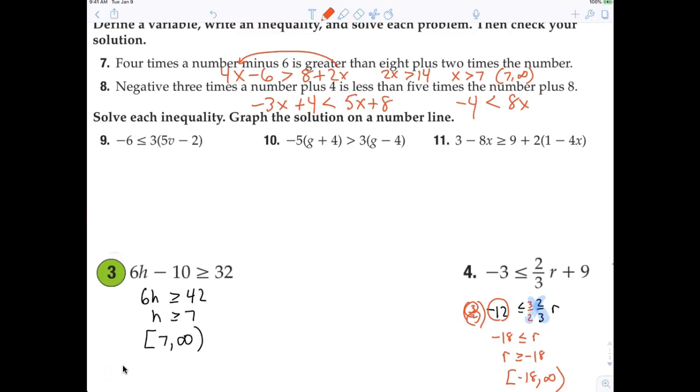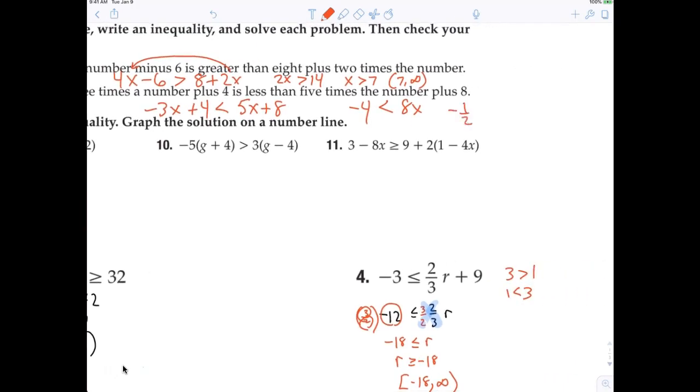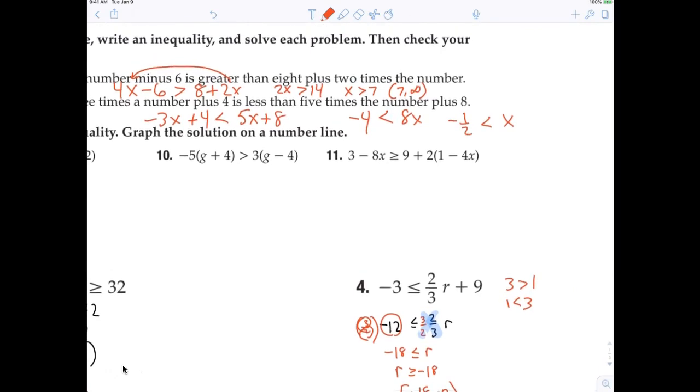Anybody have any issues with that? Any issues? And now, be careful when you divide by 8. What do I get? Negative 1/2. Thank you. Negative 1/2 is less than x. If negative 1/2 is less than x, that means x is greater than negative 1/2. You can ask me and I'll help. So now I have negative 1/2 to infinity.